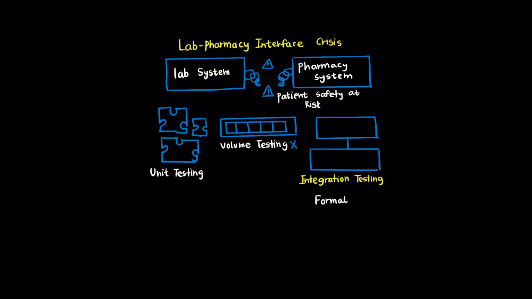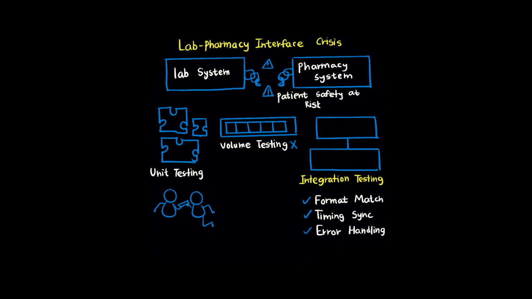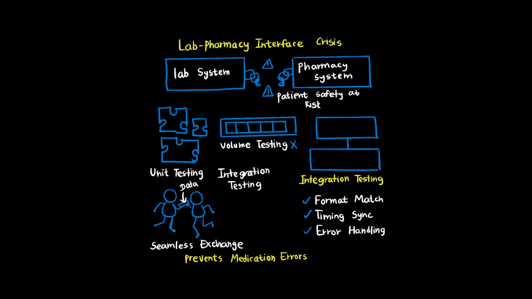It checks if the lab result format matches what pharmacy expects, if timing is synchronized, and how errors are handled. Think of it like testing a relay race. Each runner might be fast individually, but can they pass the baton smoothly? Integration testing ensures systems work together seamlessly, preventing medication errors from miscommunication.